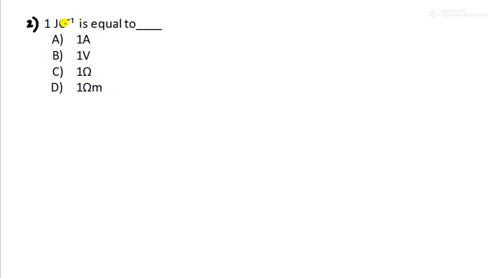1 joule per coulomb. This is read as joule per coulomb. It can also be written as joule per coulomb, but this is the SI representation. SI, okay, International System of Units. Joule per coulomb is equal to dash.